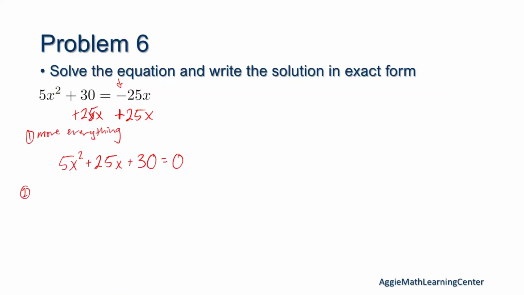Step 2, factor. All right, so what can we factor out of this? We could factor a 5 out of this, yeah. That'll make our next steps a little bit easier. So we factor out a 5 from 5x squared, that leaves us with just x squared. Factor out a 5 from 25x, that's 5x. Factor out a 5 from 30, that leaves us with 6 equals 0. Okay, how else can I factor this?